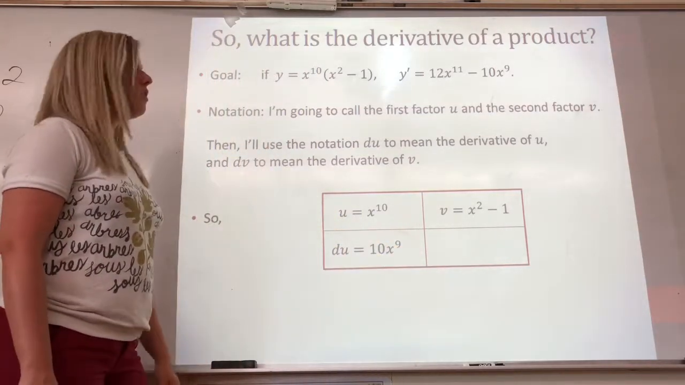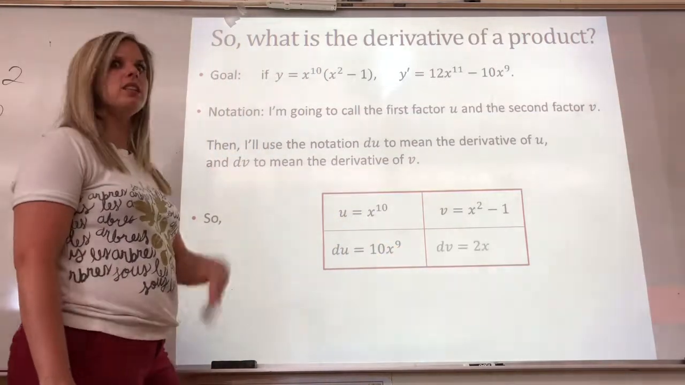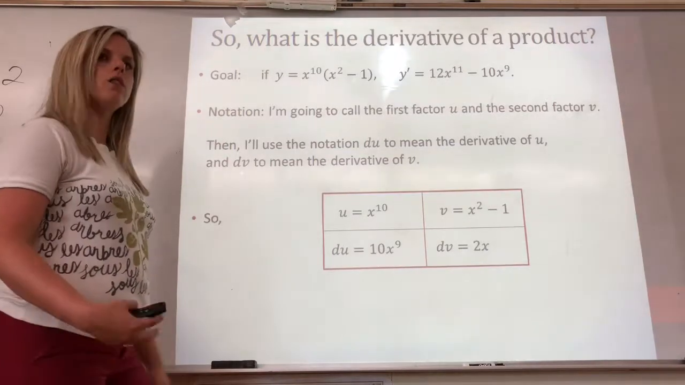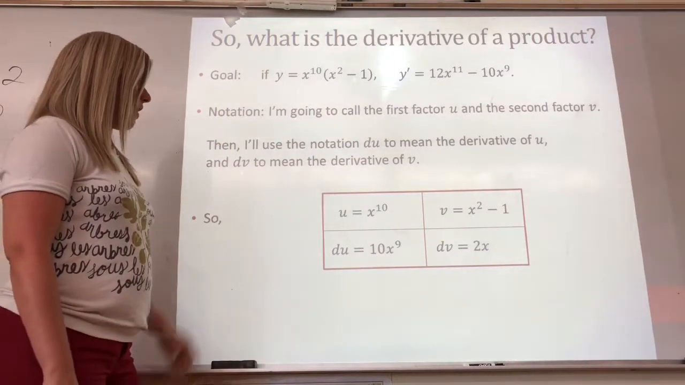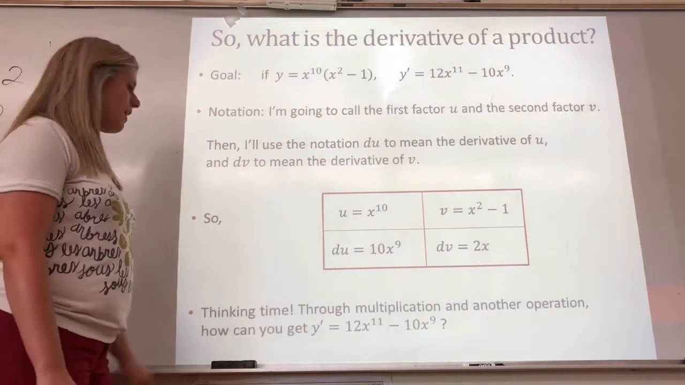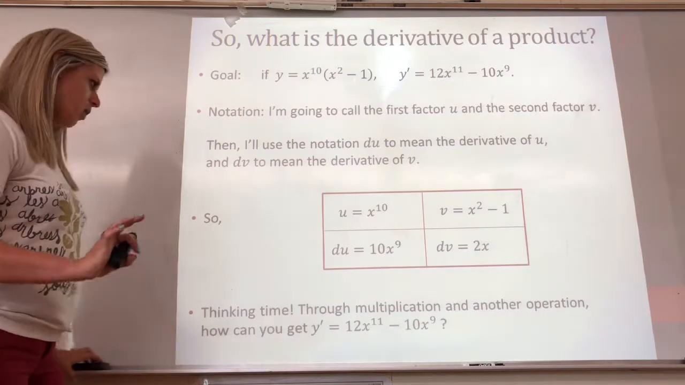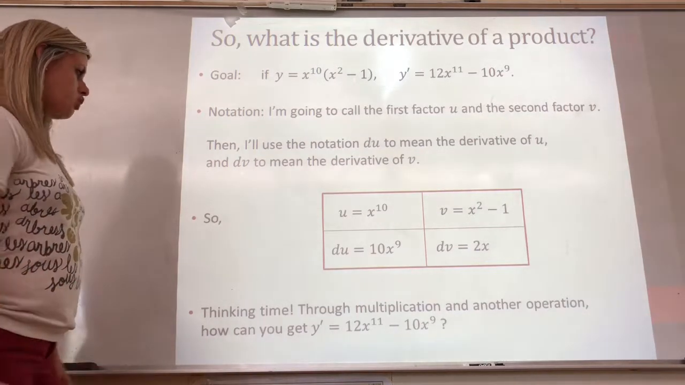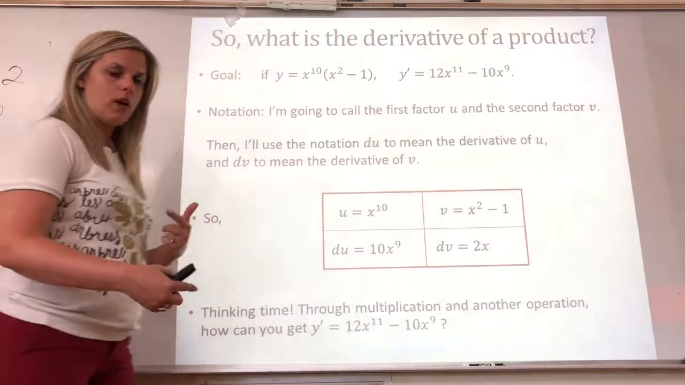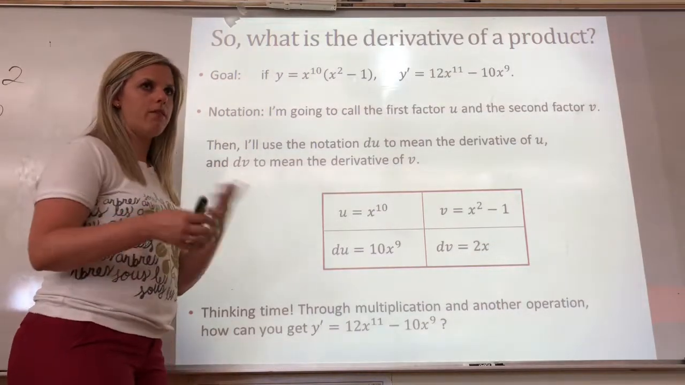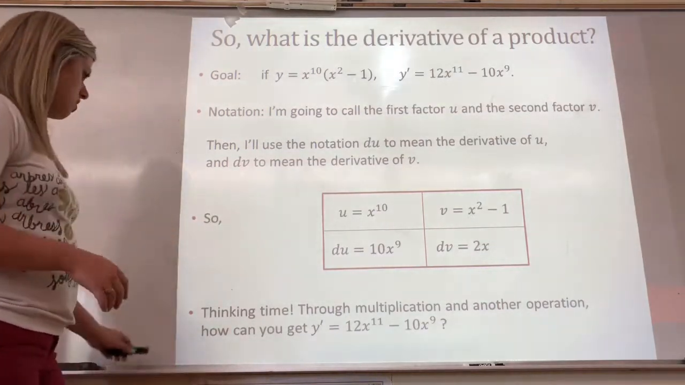dv equals 2x. 2x minus 0, 2x. The derivative of constants. All right. So now, here's thinking time, okay? Through multiplication and another operation. Again, operations are like abstract multiplied by, basically.